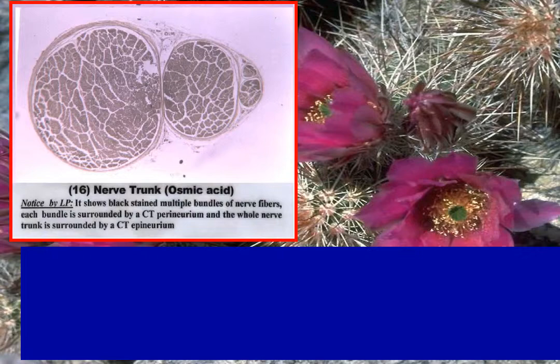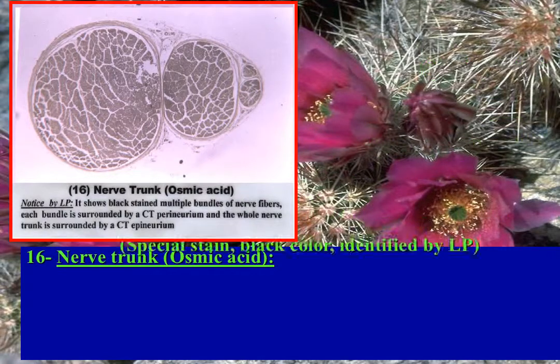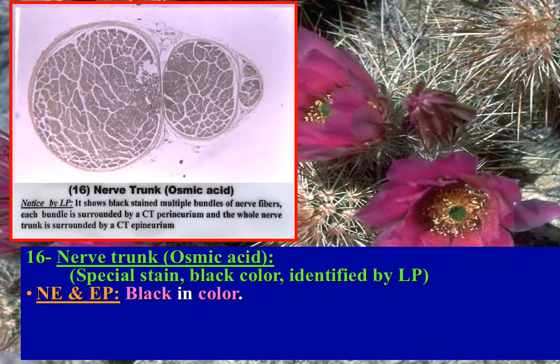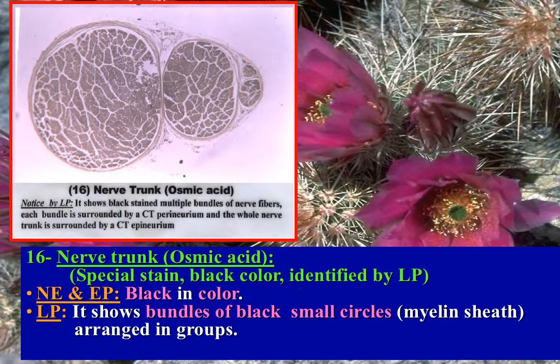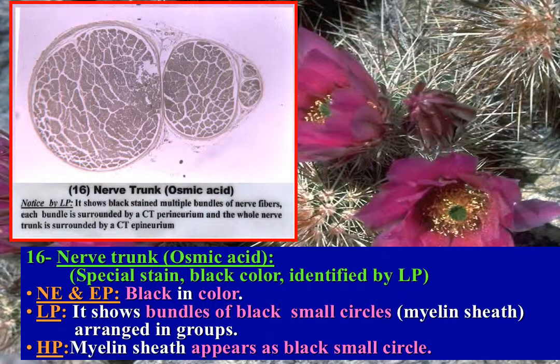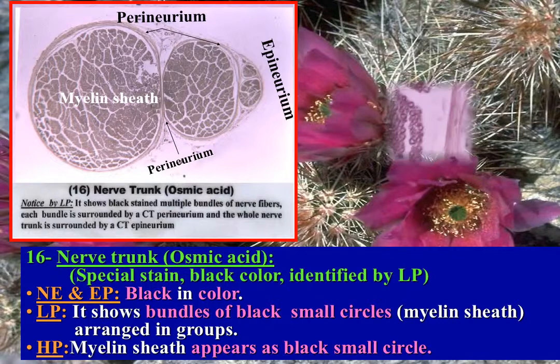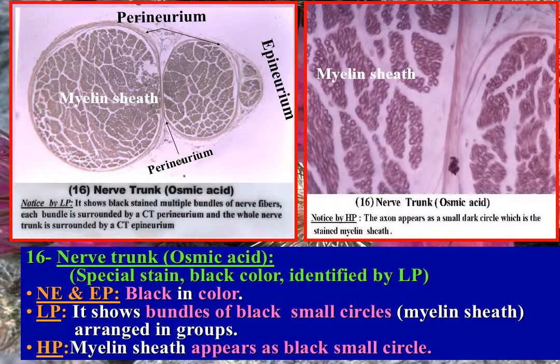Nerve trunk stained with osmic. By naked eye and eyepiece it appears as a black small spot. By low power it shows bundles of black small circles representing the stained myelin sheath, arranged in groups separated by connective tissue perineurium. The whole nerve trunk is surrounded by connective tissue epineurium.